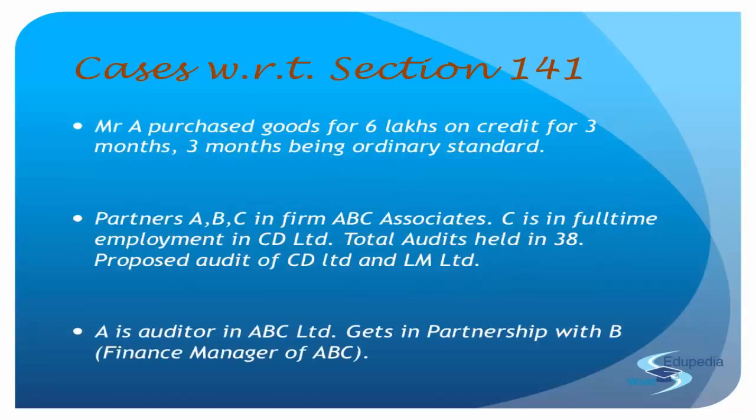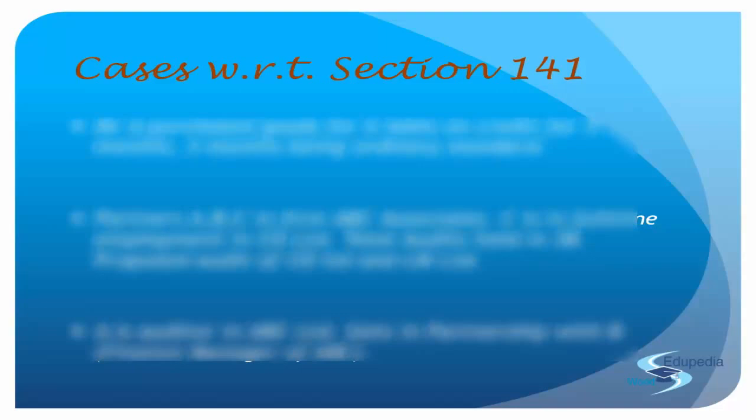Next, A is auditor in ABC Limited, right, who gets in partnership with B, and B is the finance manager of ABC Limited. So in this case, Mr. A got appointed into ABC Limited, the company, as an auditor. Anytime, maybe today he got appointed. And a few months down the line, maybe 6-7 months down the line, A, the auditor, meets B in the company, and then they plan to get into a partnership firm. So after conducting the audit for a few months, A decides to get into a partnership with B.